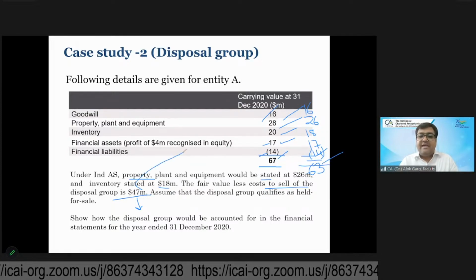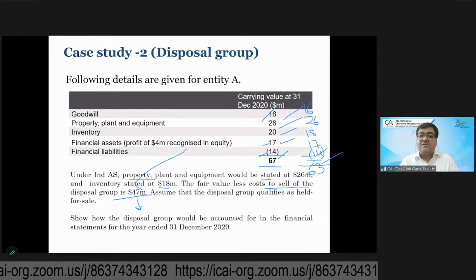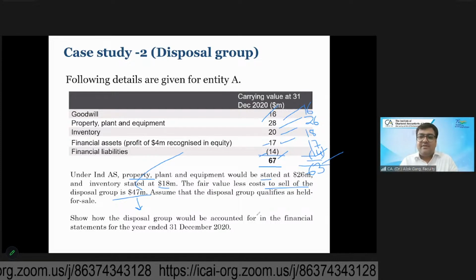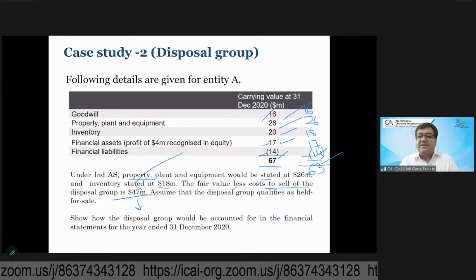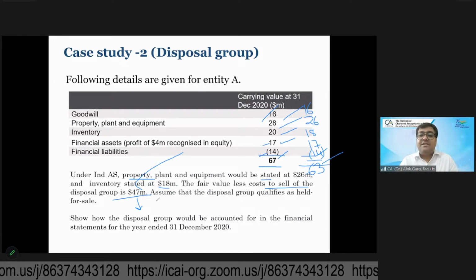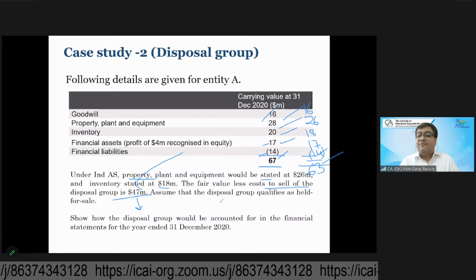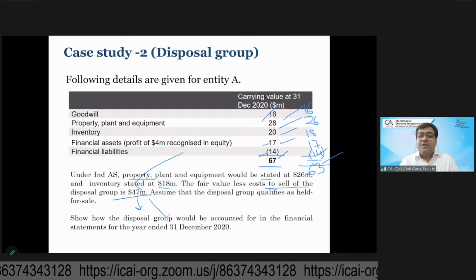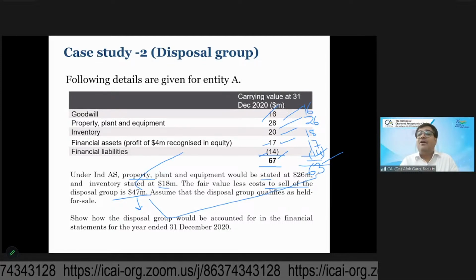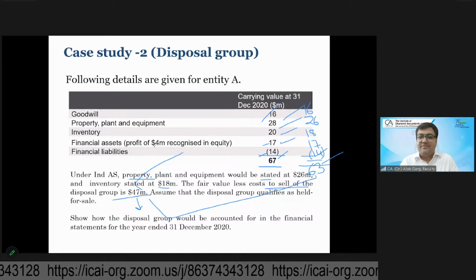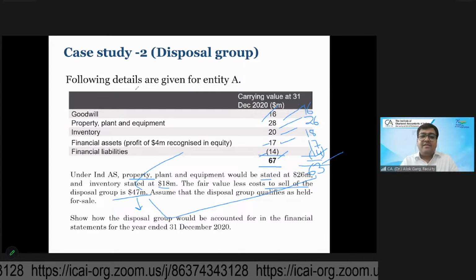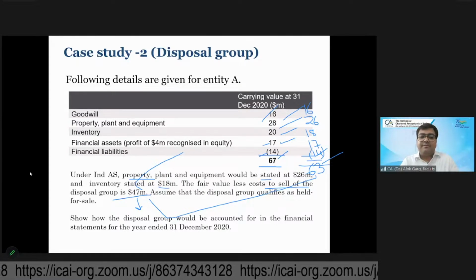What is my fair value less cost to sell? It is 47. So what is the differential? 63 and 47. What is lower? 47 is lower. So what is the differential? The differential is an impairment loss of $16 million. Correct? The differential is a $16 million impairment loss.